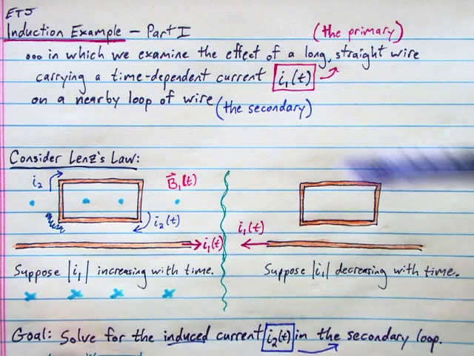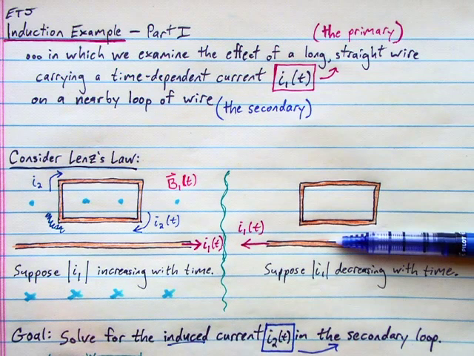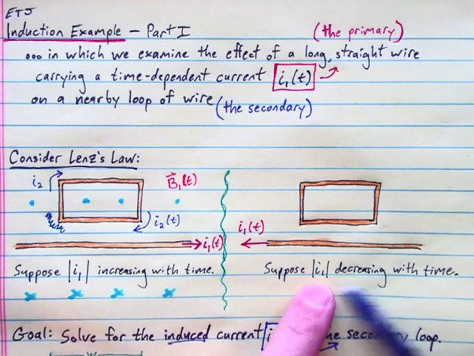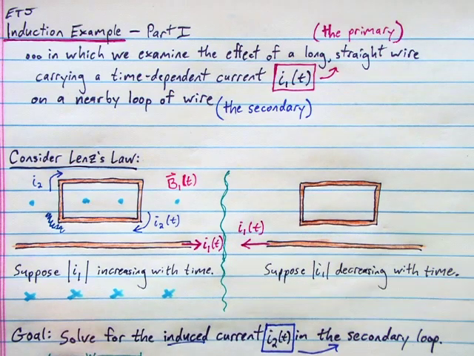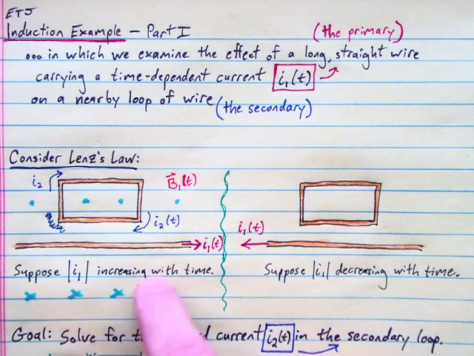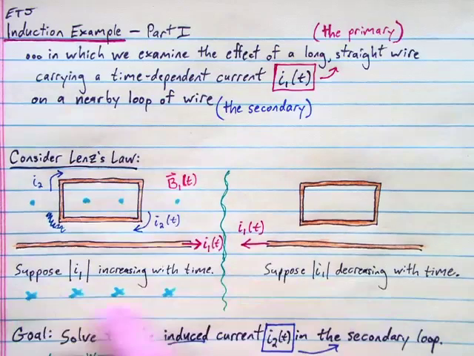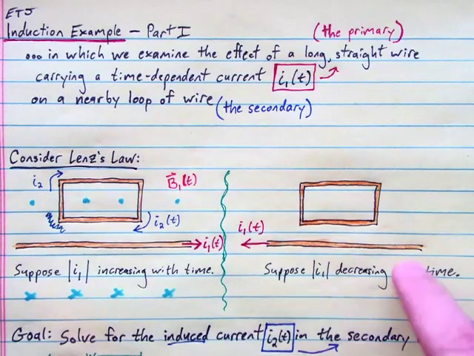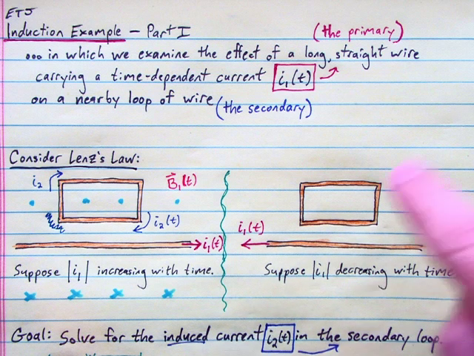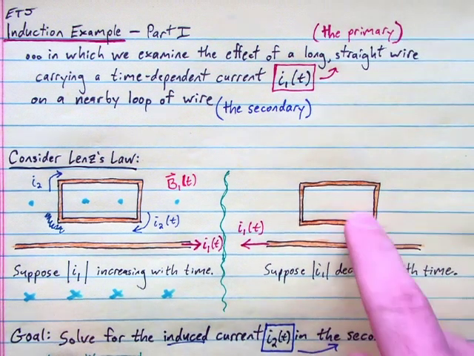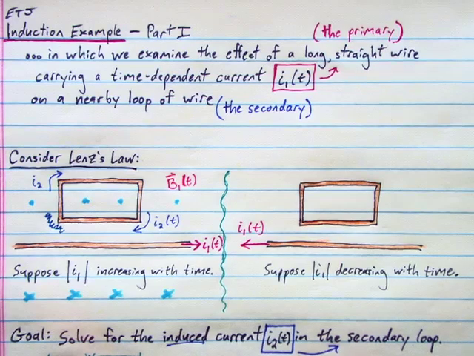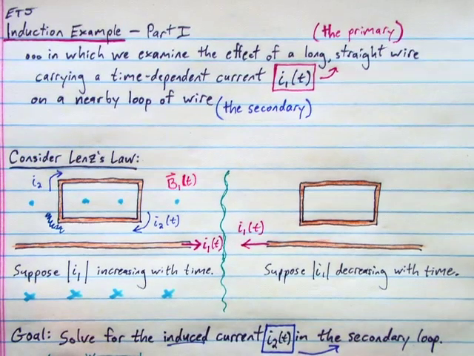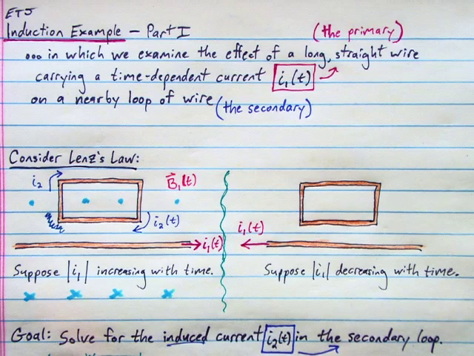This time, the current in the primary wire is going to the left, and suppose it's decreasing with time. So it's going to the left, but getting weaker with time. Pause the video and run through the same set of logical steps as we just went through here to predict what kind of secondary current we're going to get in this loop. You got it? Figured out? Okay, here's what's going to happen.